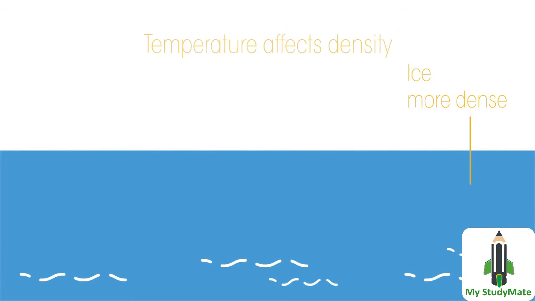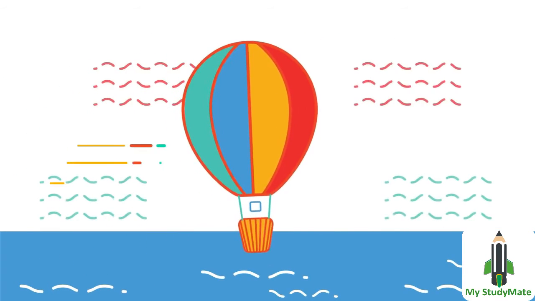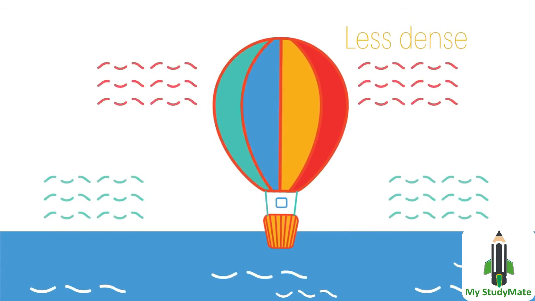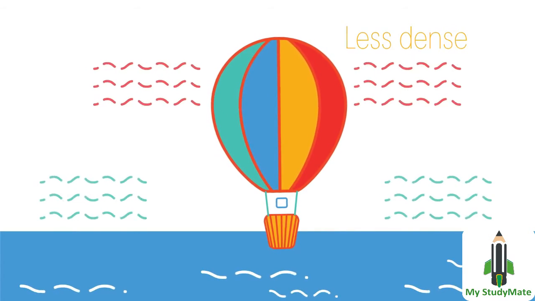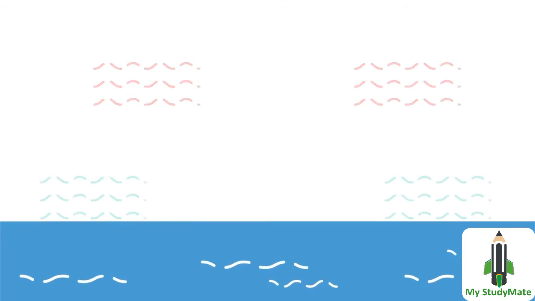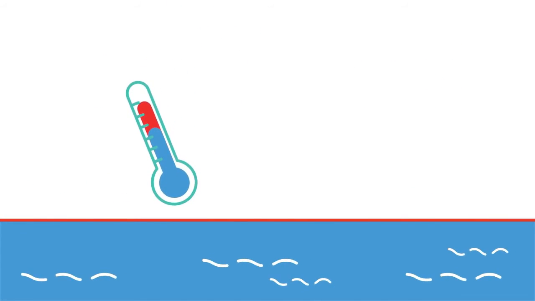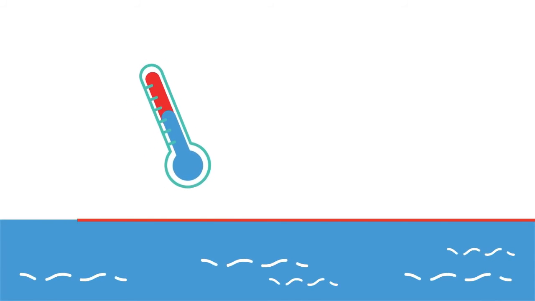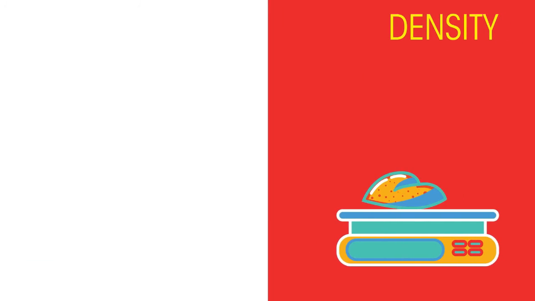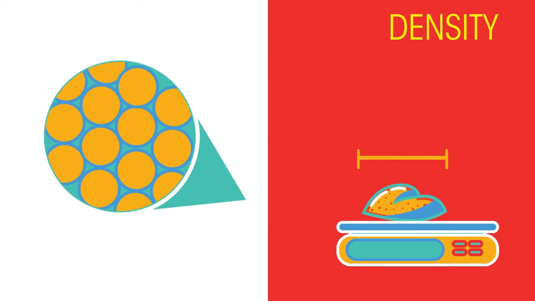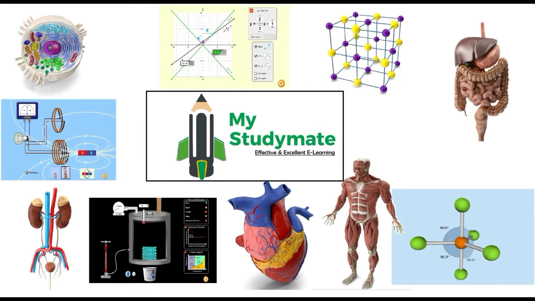This relationship between temperature and density explains how hot air balloons work. Hot air is less dense than the cooler normal air, and so the cooler dense air underneath pushes the hot air balloons upwards. Hot water is also less dense than cold water, so the top of the ocean is warmer than the bottom. So there we have density. It is a comparison of how heavy an object is compared to its size and also includes the arrangement of atoms inside it.